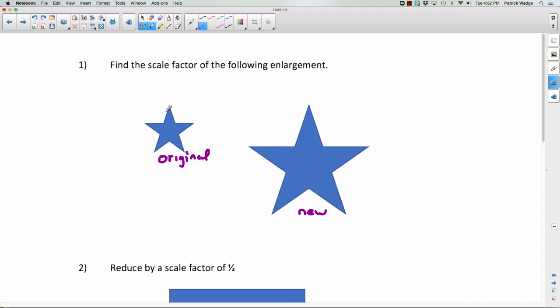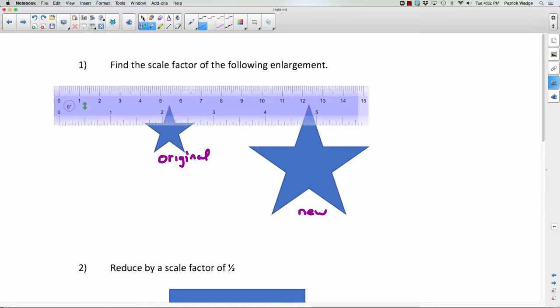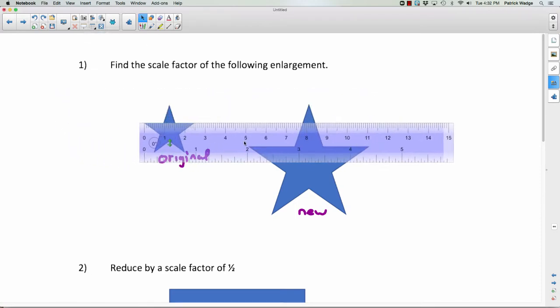So you can measure wherever you want on this star as long as you measure the same distance over here. Don't measure from here to here and then measure from here to here and compare those. That would make no sense. If you're going to measure from here to here, you better measure from here to here in that one as well.